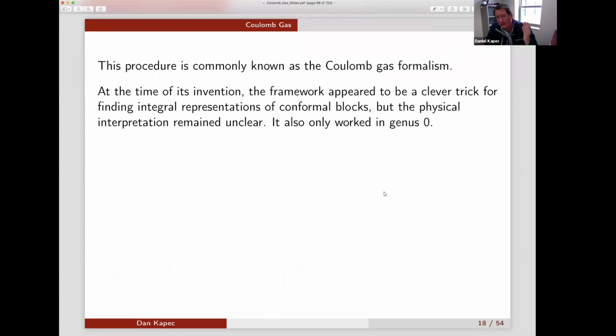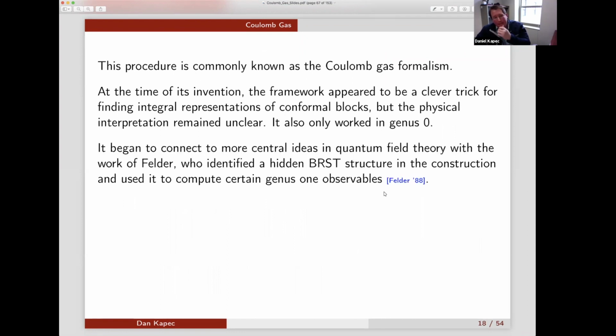Okay, so that's the procedure which is commonly known as the Coulomb gas formalism. And at the time, it looked like a clever trick for finding integral representations of the blocks. But I think the physical interpretation is a little bit unclear, and it also only worked at genus 0. But it started to connect with what I would say are more central ideas in quantum field theory with the work of Felder. He basically identified this hidden, mysterious BRST structure in the construction.